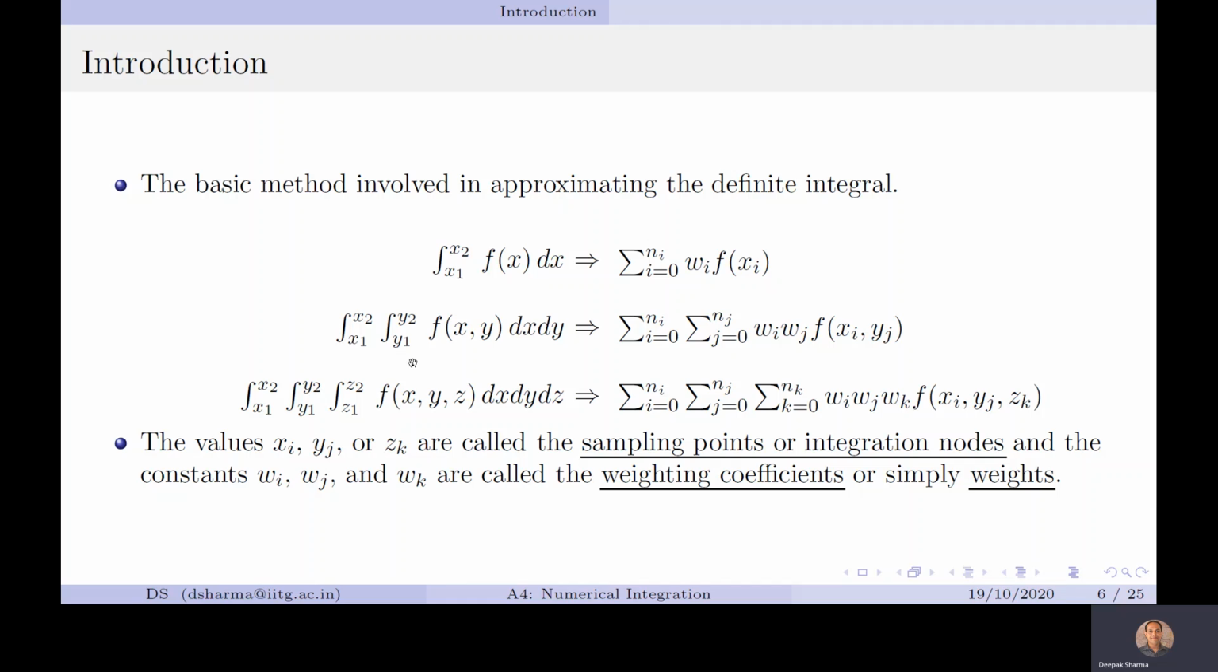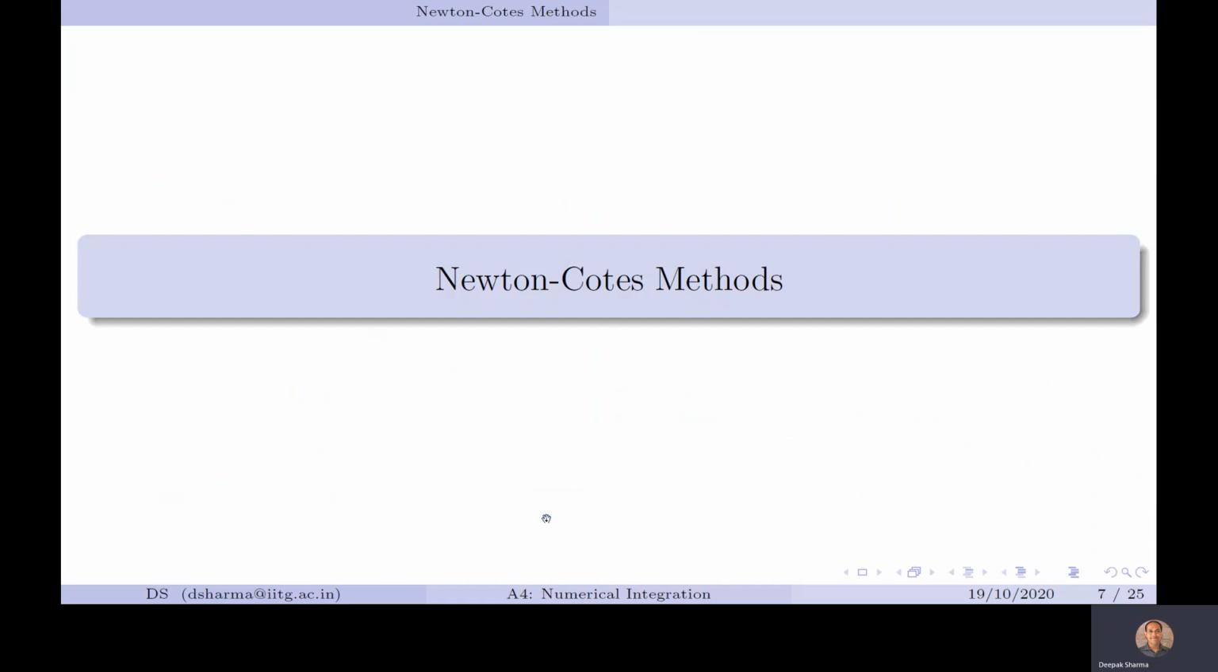Similarly, if we have a double integral, we use two summations with two weights, omega_i and omega_j, and calculate the function value at x_i, y_j. For a triple integral, we have three summations, omega_i, omega_j, omega_k, and the function value at x_i, y_j, z_k. Here x_i, y_j, and z_k are all sampling points, and using those sampling points and the weights, we find the numerical integration. With this introduction, let us move to the Newton-Cotes method.